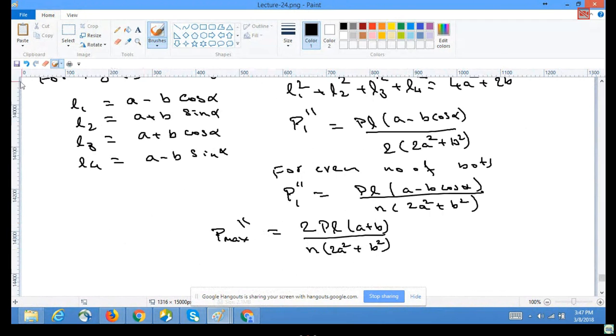With this, we'll finish the bolted joints. I thought of starting the shafts also today, but since it is going late, tomorrow we will start shafts and shaft couplings. After that, I have only springs left. So I think within the next week we'll be able to finish the syllabus.